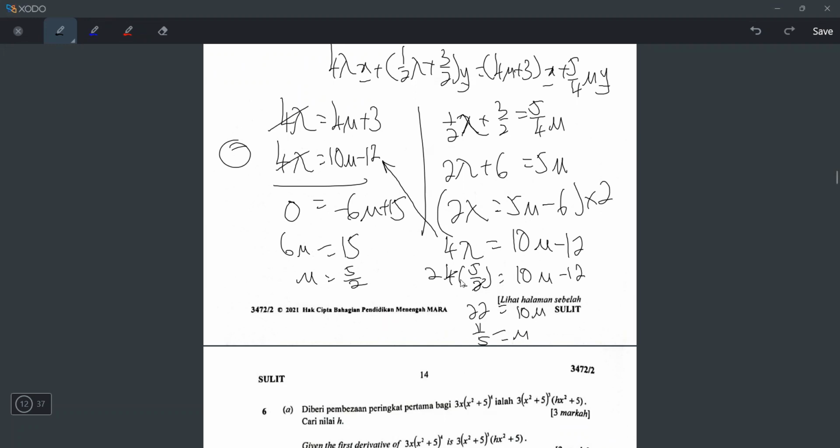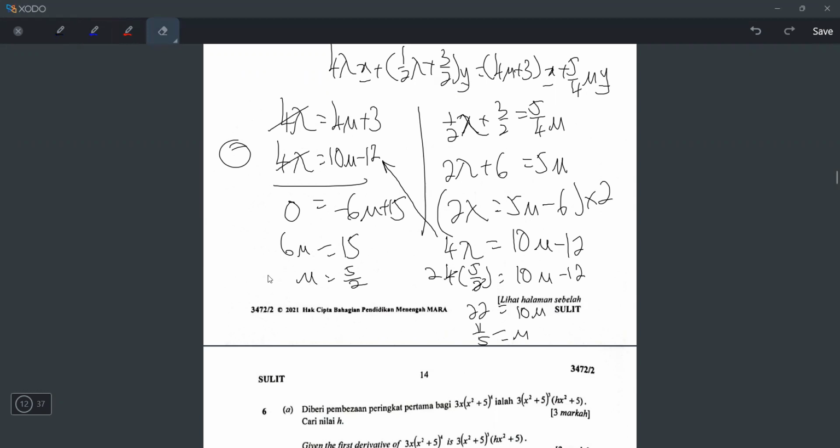Betul lah saya buat. Mu is 5/2, right? Okay, 4 times 5/2 is 10 lah. 10 plus 12, 22. Okay, what's 22 divided by 10? 11/5, right? 11/5. So the answer is different. Oh, okay, I know already.